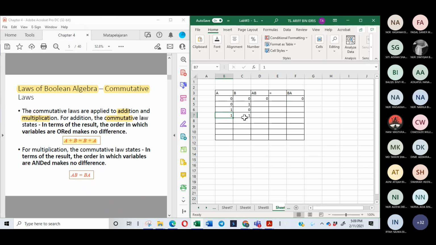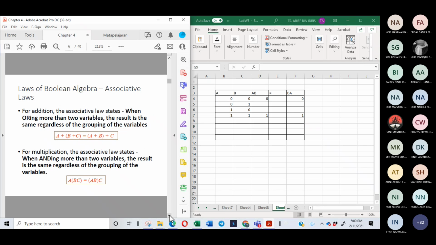Let's try this one. A is 1, B is 1. A and B, what is the answer, class? 1. What about B and A? B is 1, A is 1, so 1. Are you clear, class, how you prove the commutative law or the laws of Boolean algebra? Yes, sir. You can prove the laws of Boolean algebra by using the truth table. So if an exam question asks you to prove the law, you can use the truth table.